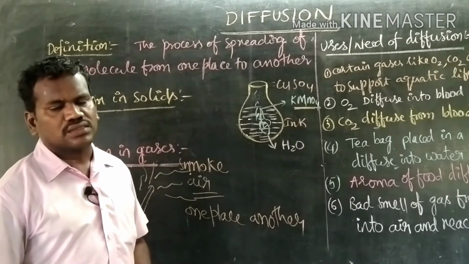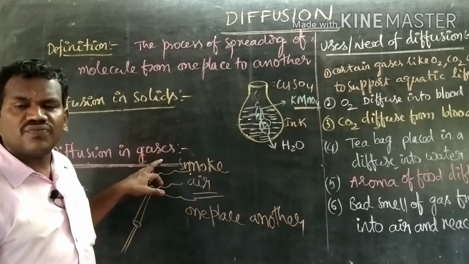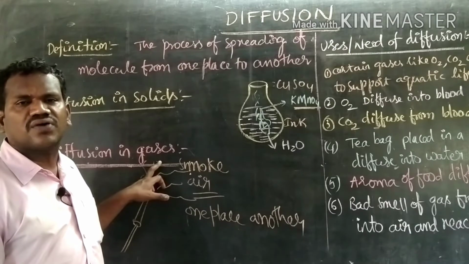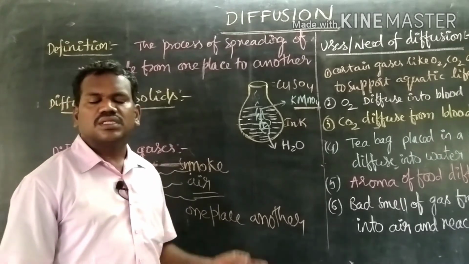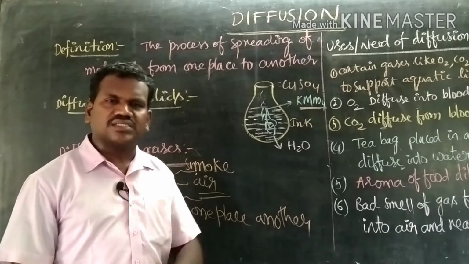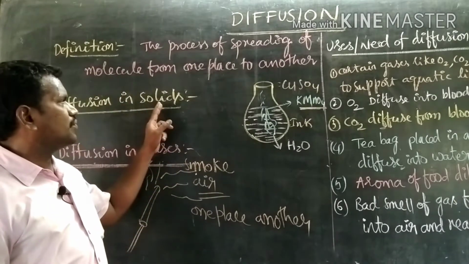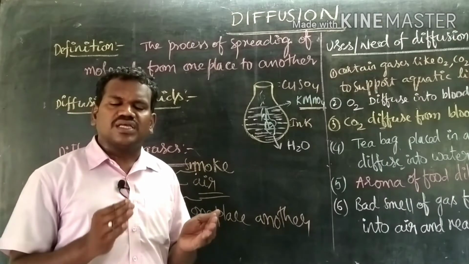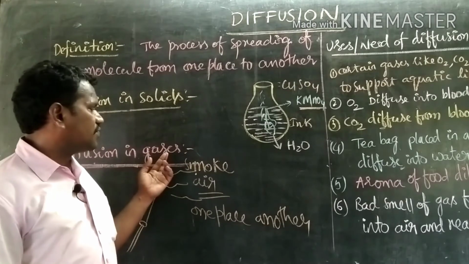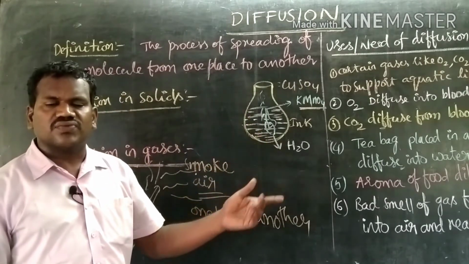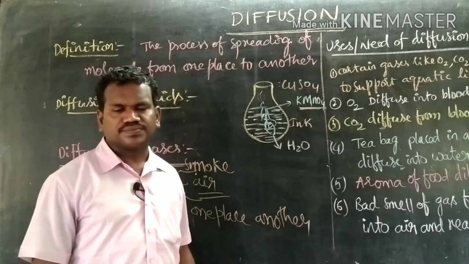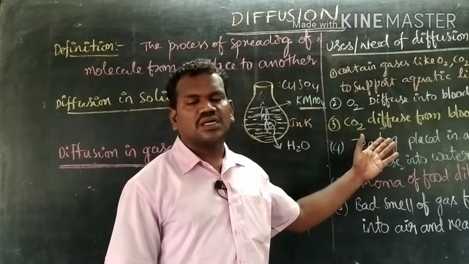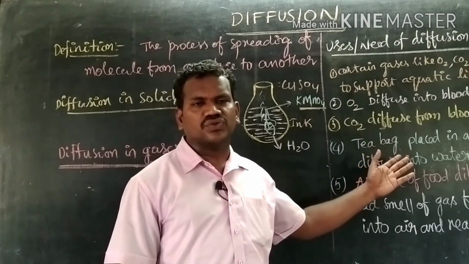We should remember one thing, students. The rate of diffusion of gases is greater than the rate of diffusion of liquids. The rate of diffusion of liquids is greater than the rate of diffusion of solids. That means the process of diffusion is very, very high in the case of gases, next in the case of liquids, and next in the case of solids. Now, let us come to know the different examples and the different uses of diffusion.